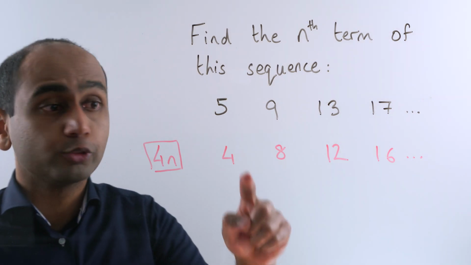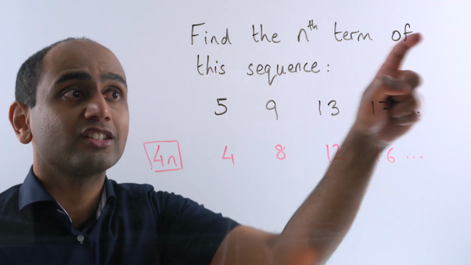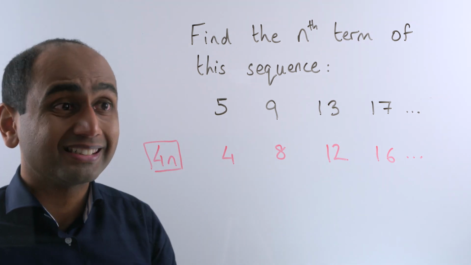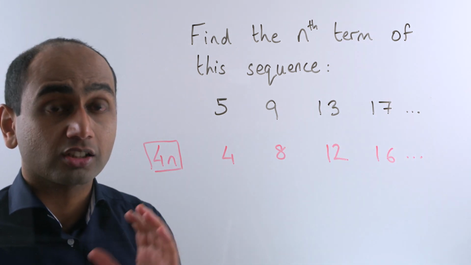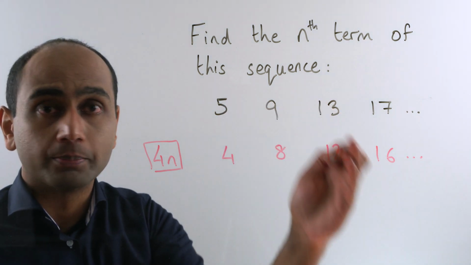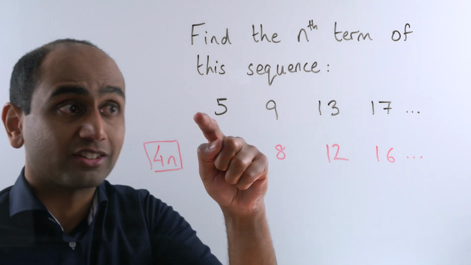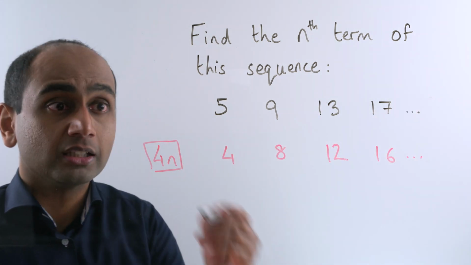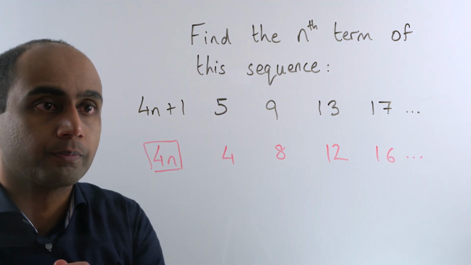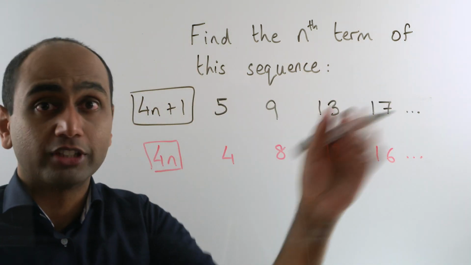But we're not actually looking for the nth term of this red sequence. What the question is asking us for is the nth term of this sequence up here. But hopefully you can see that this sequence is just the red sequence with 1 added on to each term. So what we actually have as the nth term of this sequence is simply 4n plus 1. And there we have it. That's the answer. That is the nth term of this sequence.